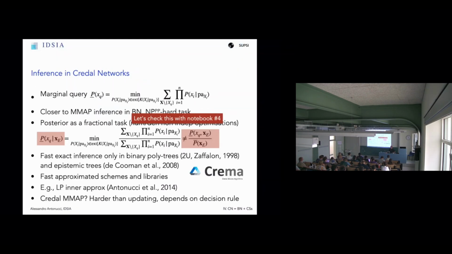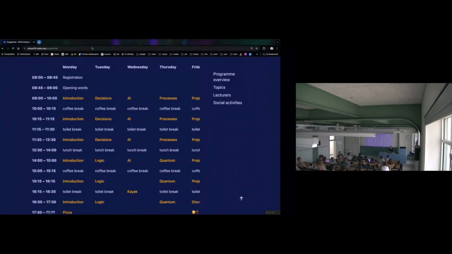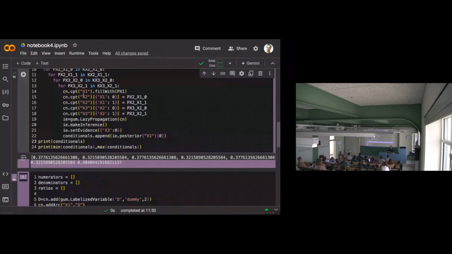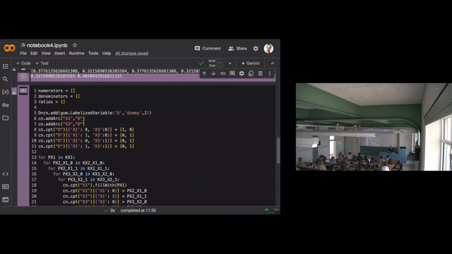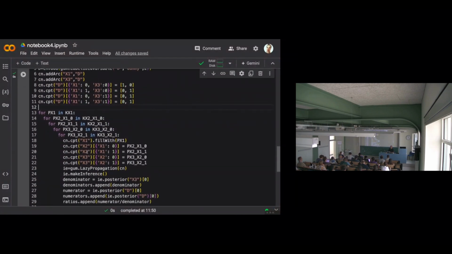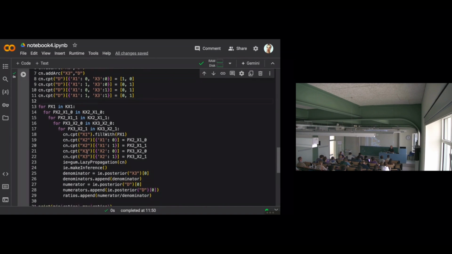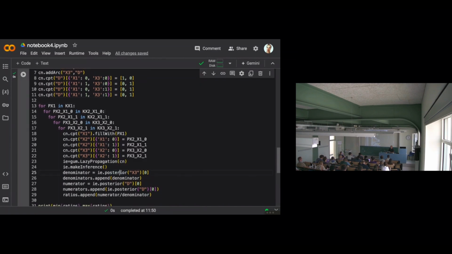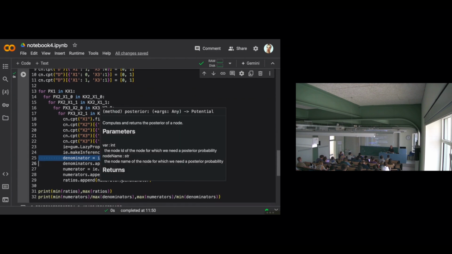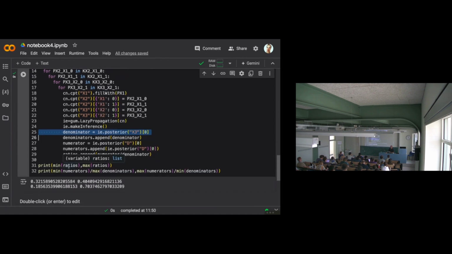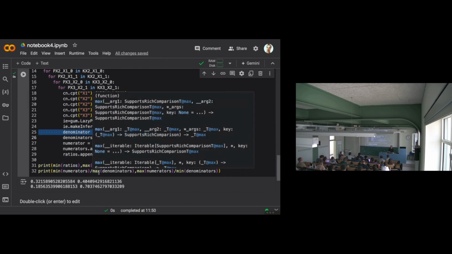Let's go back. So this for me is just an important remark, and the notebook shows you how this happens in practice. Here I'm again doing this very awful brute force computation. But now I'm separately computing the probability of the numerator and the probability of the denominator. And then I take the minimum of the numerator divided by the maximum of the denominator.